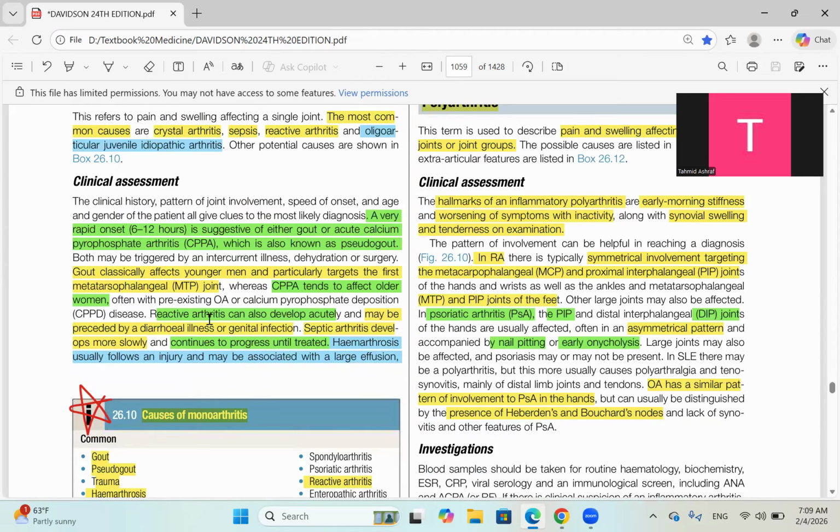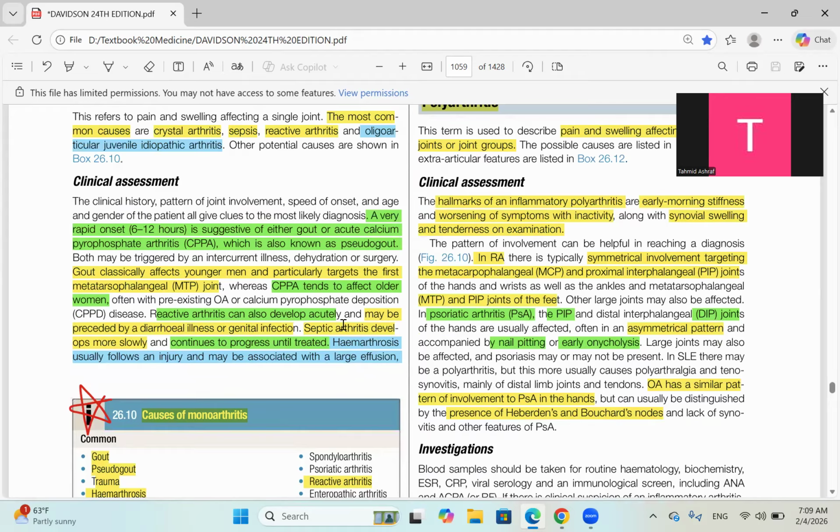So the reaction is what? The reaction is arthritis, that means joint inflammation. So what is the event for which arthritis is occurring? The event may be diarrhea. That means the GIT is involved here. And also the event may be a genital infection. So the reactive arthritis may be enteric acquired or it may be sexually acquired.